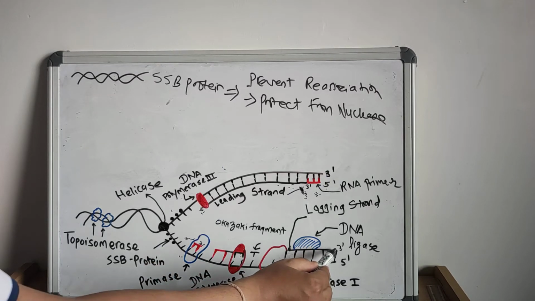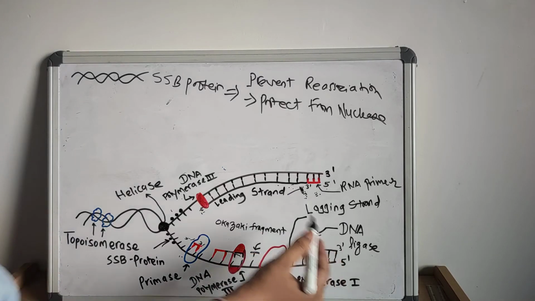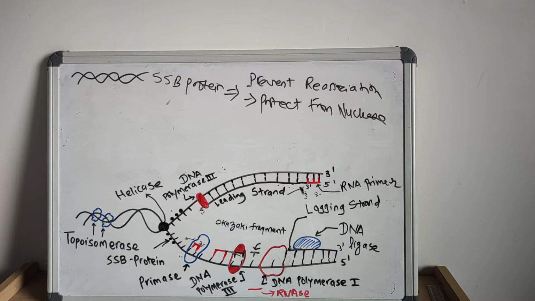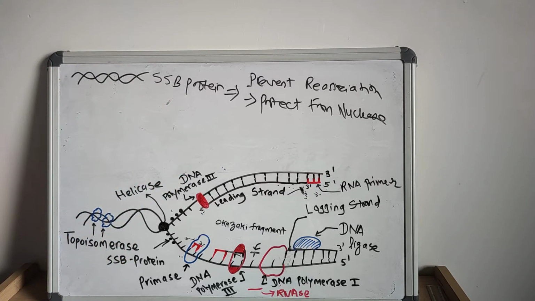Whereas the lagging strand, you can see, is synthesized discontinuously as a series of small fragments of about 1000 nucleotides. These are the small fragments of the lagging strand, also known as Okazaki fragments. Each Okazaki fragment is initiated by the synthesis of an RNA primer by the primase and then completed by the synthesis of DNA using DNA polymerase 3. Each fragment is made in the 5' to 3' direction.